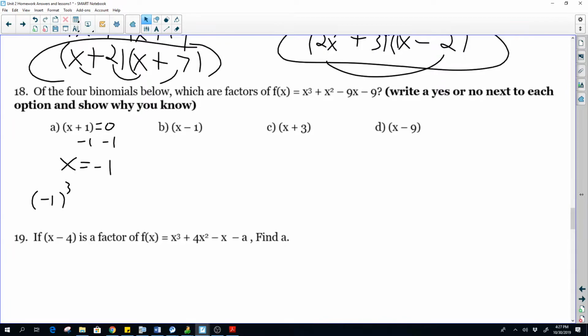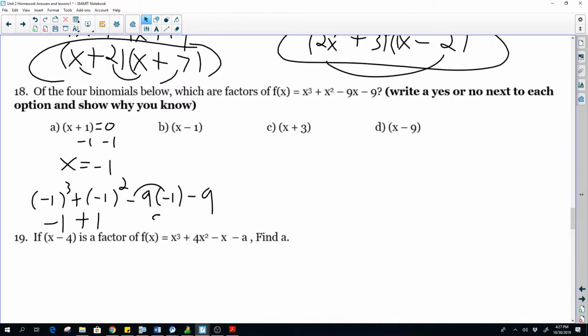Negative 1 cubed plus negative 1 squared minus 9 times negative 1 minus 9. And so negative 1 cubed is a negative 1. Negative 1 squared is a positive 1. Those will cancel out.